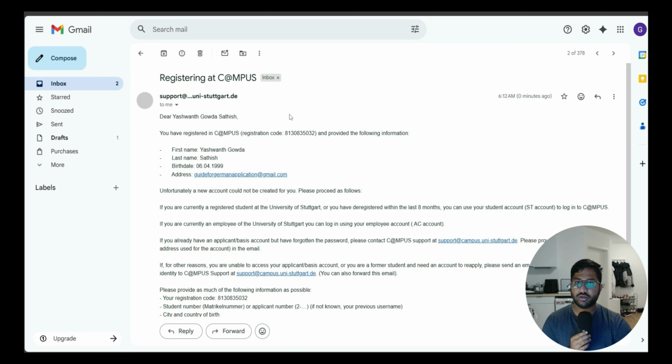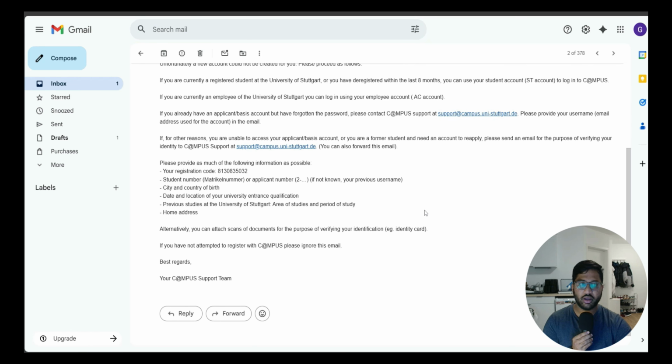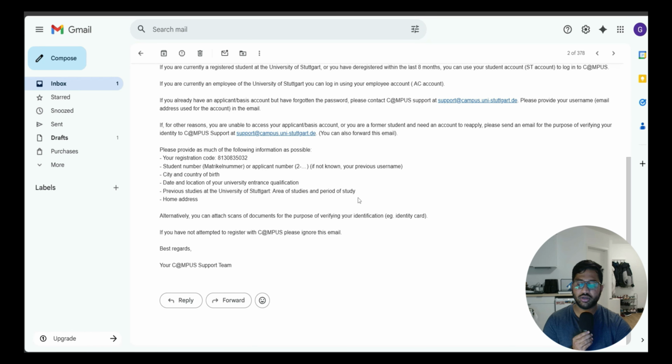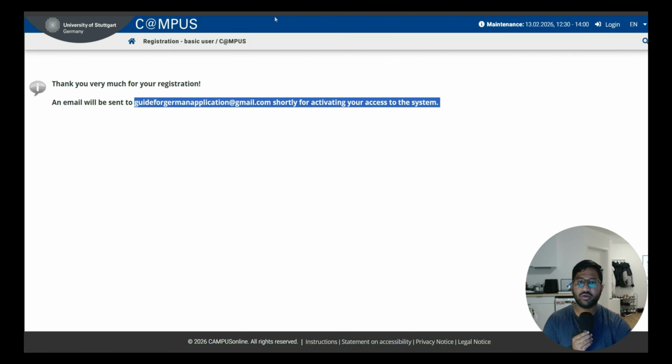Here you can see the support from the University Campus portal, where we have filled in the first name, last name, birthplace and email address. So unfortunately, a new account could not be created because we already have an account, I guess. That's the reason it's saying the new account cannot be created. So we will directly go into registration.